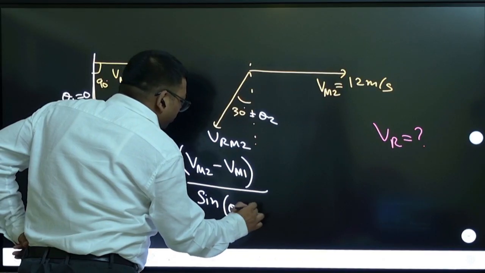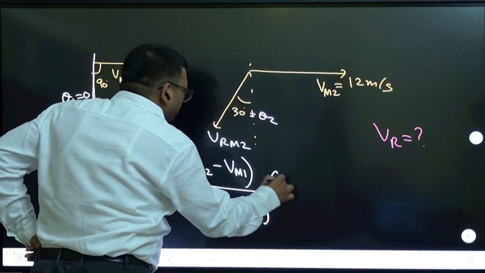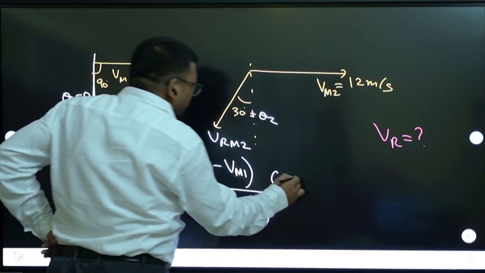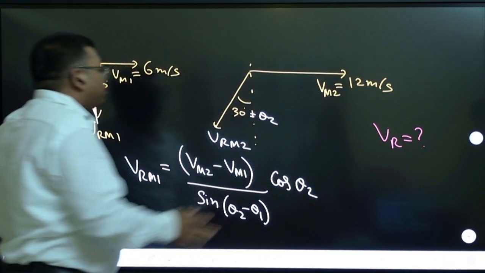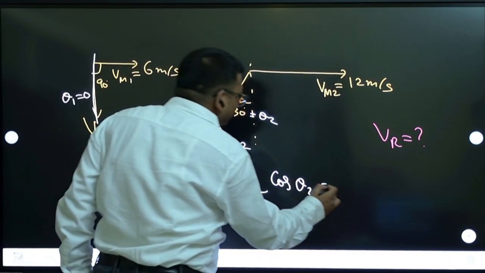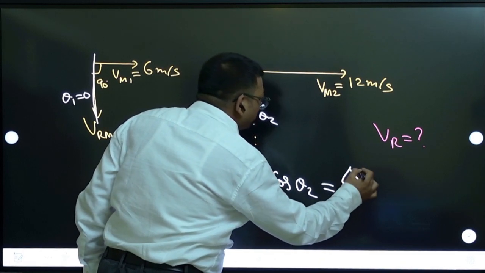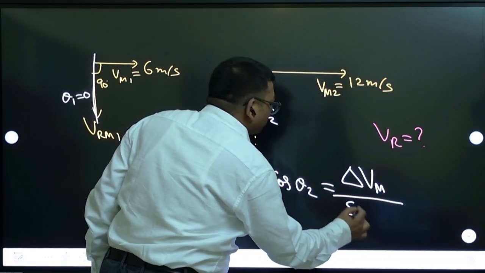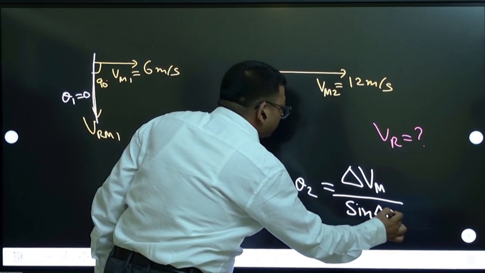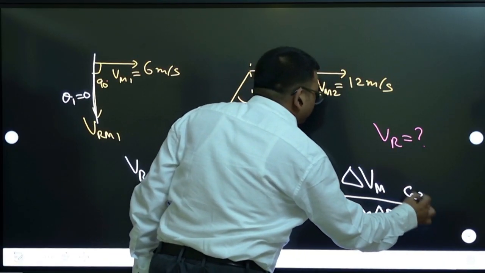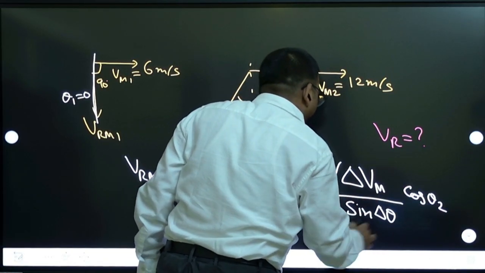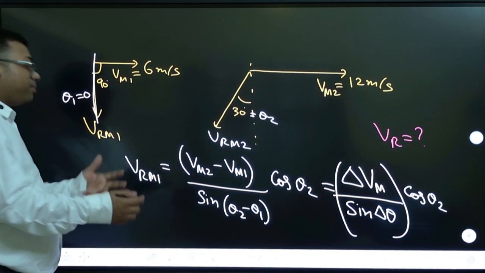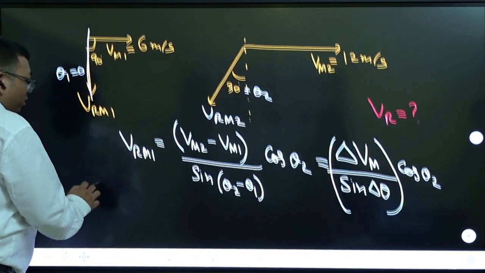So theta 2 minus theta 1, this into, if you are taking this one now, Rm1, you write this as cos theta 2. That's all we can remember. And this you can remember like this: change of man velocity divided by sine of change of the angle, delta theta, into cos theta 2. Like this way you can remember it. I derived it 2-3 times, so I remember now. Now you see how I will solve fast.